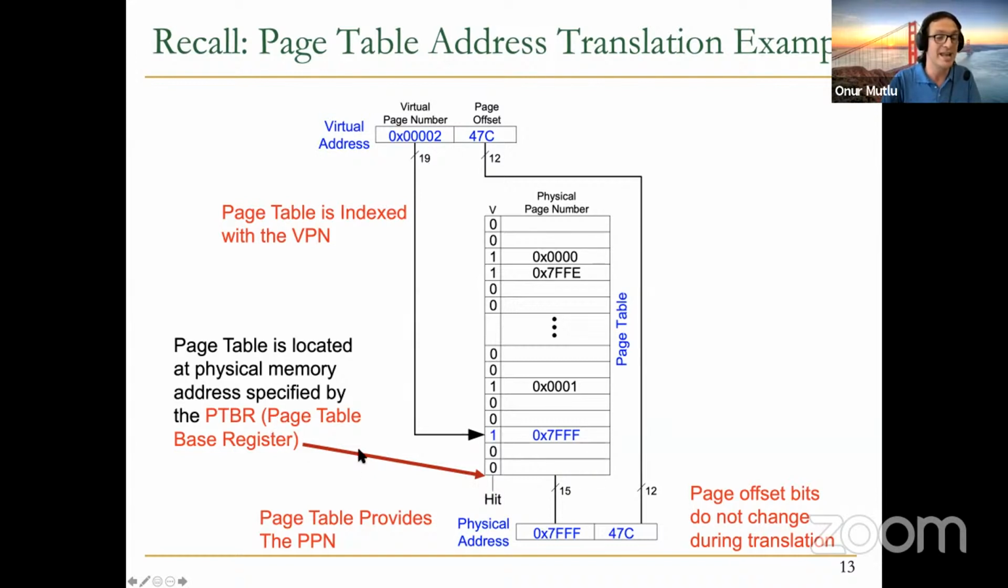Basically, the processor needs to do a memory access to a page table entry located at offset 2 from the page table base register, which is a pointer to the page table in physical memory. And in this case, that location says the page table entry is valid, which means that the physical page corresponding to the virtual page you're accessing is in physical memory, and this is its physical frame address. And you basically take that and concatenate it with the page offset. That leads to the physical address that we're accessing. And remember, page offset bits do not change during translation. And hopefully you remember all of this.